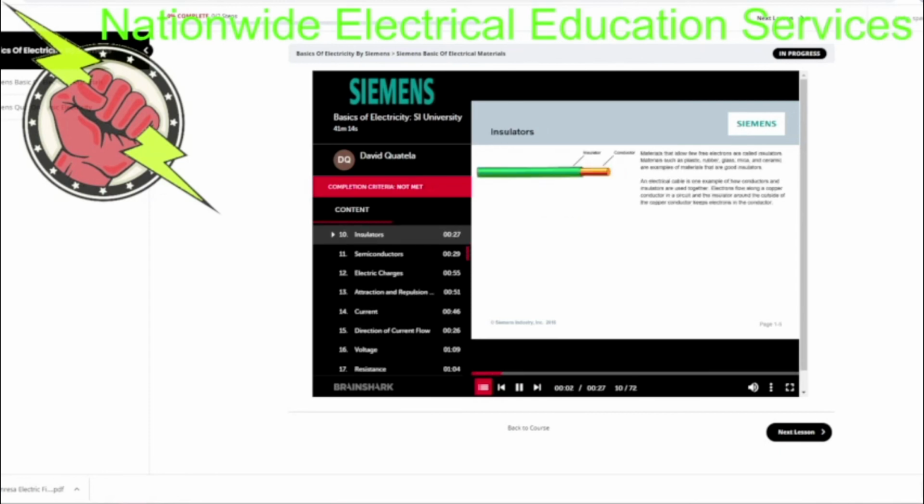Materials that allow few free electrons are called insulators. Materials such as plastic, rubber, glass, mica, and ceramic are examples of materials that are good insulators. An electrical cable is one example of how conductors and insulators are used together. Electrons flow along a copper conductor in a circuit, and the insulator around the outside of the copper conductor keeps electrons in the conductor.